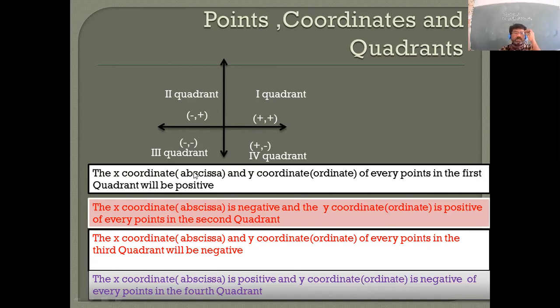The x coordinate, or abscissa, and y coordinate, or ordinate, of every point in the first quadrant will be positive. The x coordinate is negative and y coordinate is positive for every point in the second quadrant. The x coordinate and y coordinate of every point in the third quadrant will be negative. The x coordinate is positive and y coordinate is negative for every point in the fourth quadrant.